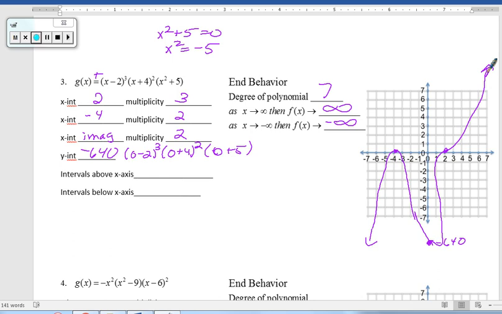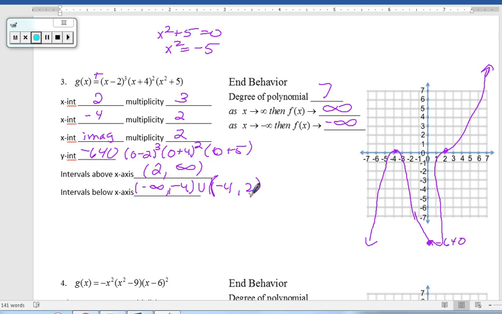Intervals above the x-axis is only in one spot here. It's above over here, so that's starting at 2 and heading towards positive infinity. Intervals below the x-axis would be happening at, let's see, -infinity till we get to -4. Union with, on the other side of -4, soft brackets again until we get to 2.